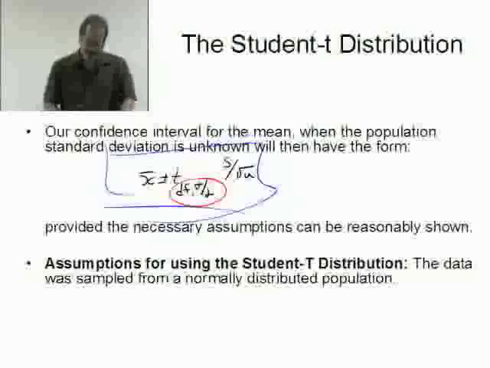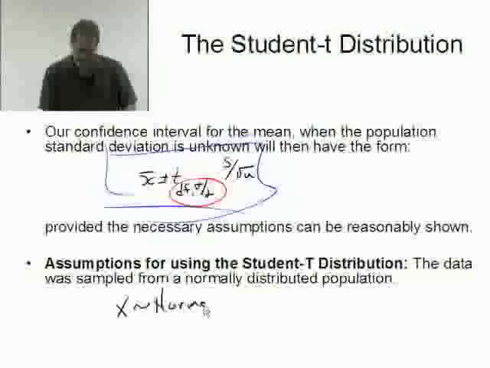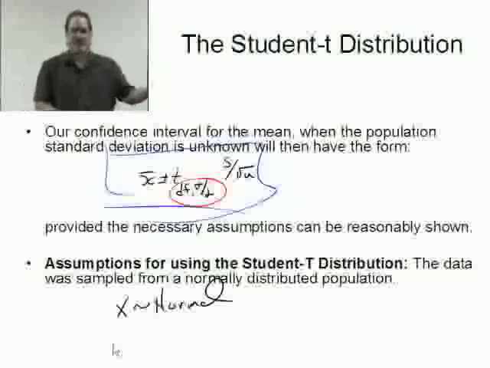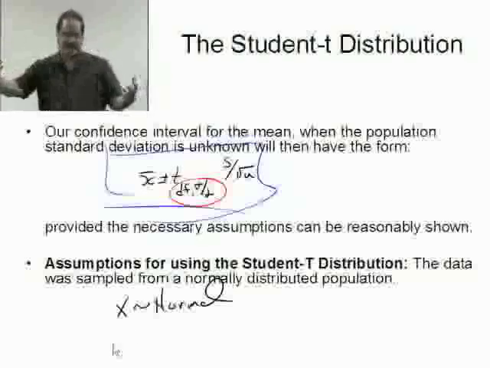Now the assumption is that the data was sampled from a normally distributed population. That's our assumption. You can say x is distributed normal. Talking about x bar, ultimately the averages. If the data is distributed normal, or if the population is normal, and we take a sample from it, the samples will also be normal.